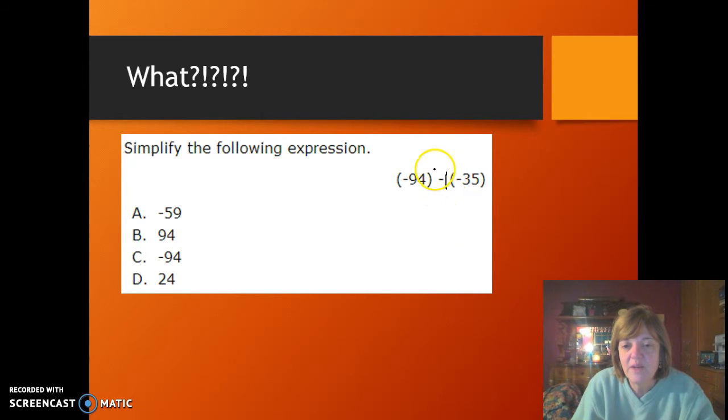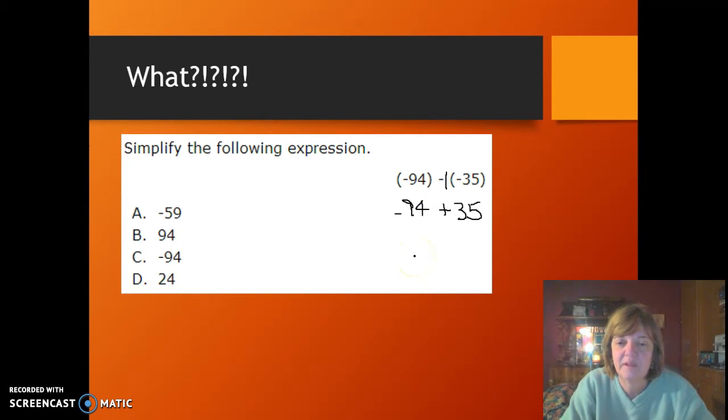Okay? So what I can do is I can take this negative 1, multiply it times this negative 35, and it becomes a positive 35. The first number stays the same, and I don't need those parentheses. I'm just going to copy it. Negative 94. Whoop. Okay, that 9 was pretty sad, but you get it. Okay, it looks a little weird, but negative 94 plus 35.